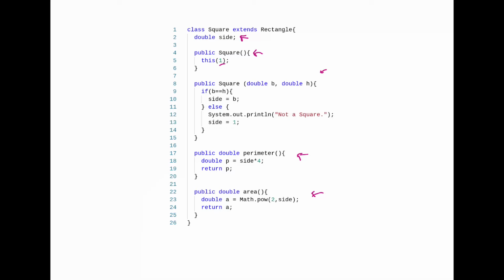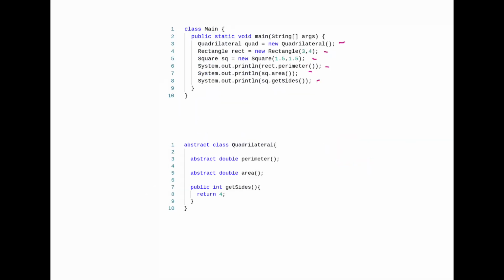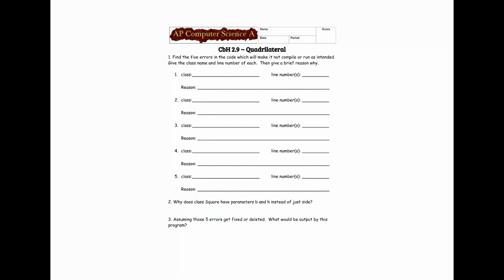Just a quick note, you'll see that both of these do not have a getSides method, and you'll notice that the getSides method is not an abstract method. Therefore, it does not have to be in the other child classes. All right, so now that we've gone through it a little bit, let's go back and see if we can find the errors here.